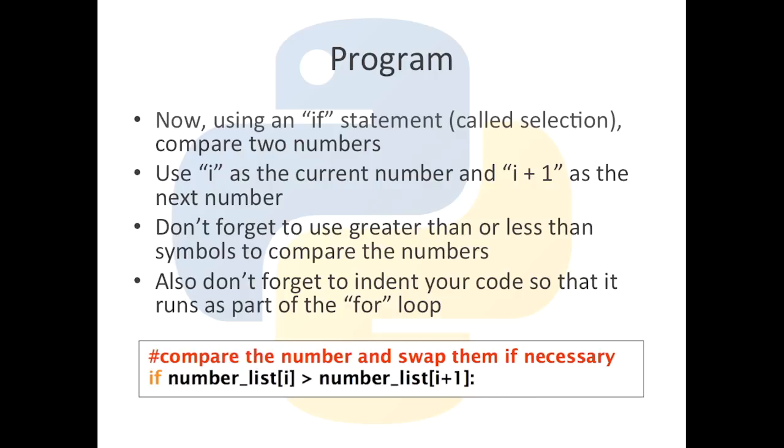So there is the code, and again we've added comments to it. So if number list i is greater than number list i plus 1, so for every time the for loop goes round, i starts at 0, and the next loop it becomes 1 and 2 and 3 and 4 and so on. Let's add this code to our program.